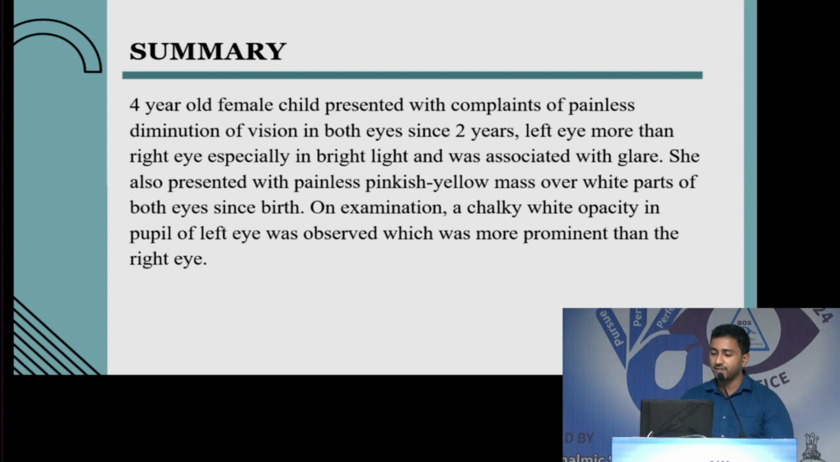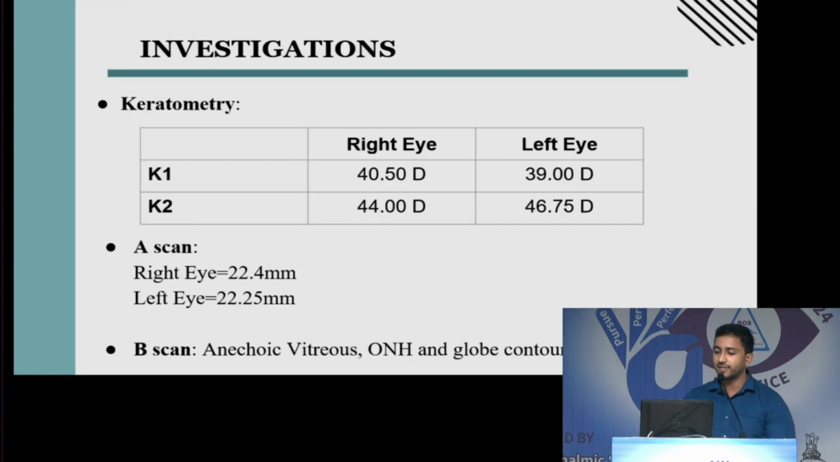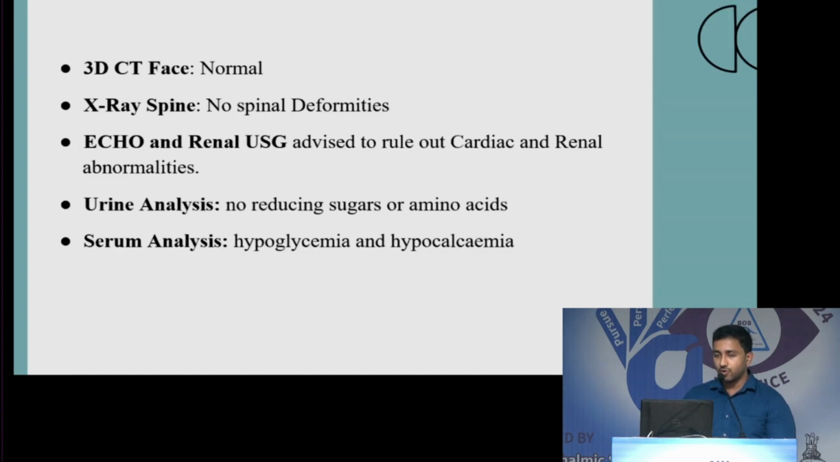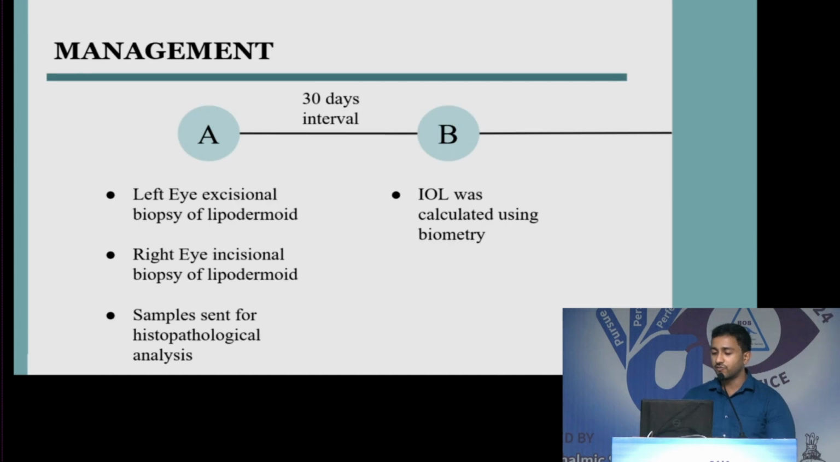Now to summarize, we have a 4-year-old female child who presented with diminution of vision with a yellowish mass since birth. The provisional diagnosis would be congenital cataract of both eyes with limbal dermoid, suggestive of Goldenhar syndrome. Now the basic investigations were done: keratometry, A scan, B scan, UBM, ASOCT, 3D CT face, X-ray spine to rule out other systemic abnormalities. And the final diagnosis would be bilateral limbal dermoid with congenital total cataract of left eye, early cataract of right eye, and bilateral meridional amblyopia and sensory nystagmus, with features suggestive of Goldenhar syndrome.